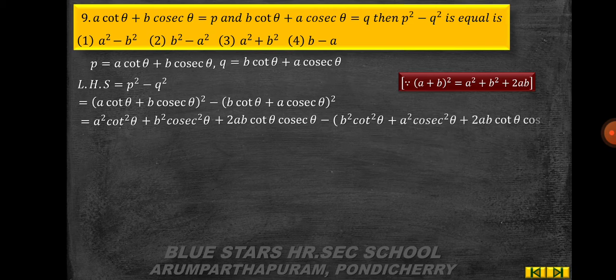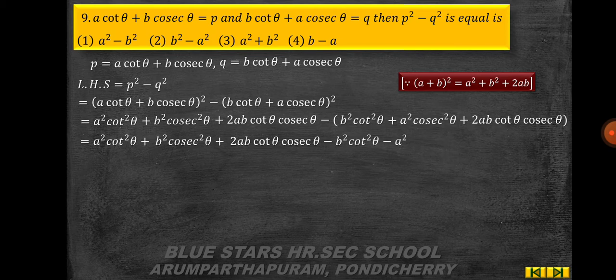plus 2AB cot theta into cosecant theta, which is equal to A square cot square theta plus B square cosecant square theta plus 2AB cot theta cosecant theta minus B square cot square theta minus A square cosecant square theta minus 2AB into cot theta into cosecant theta.